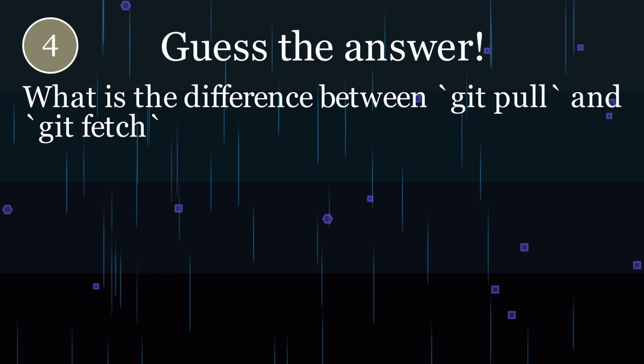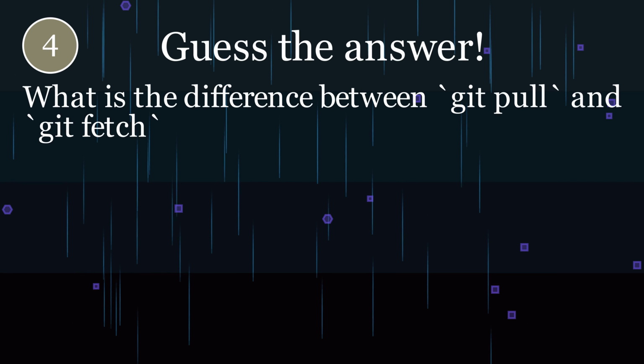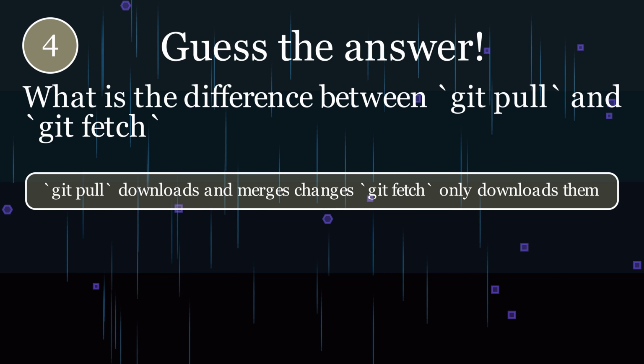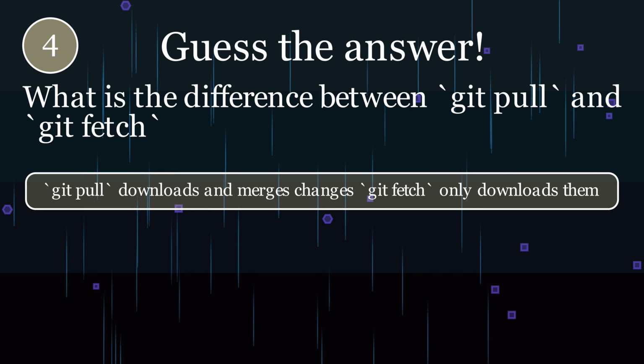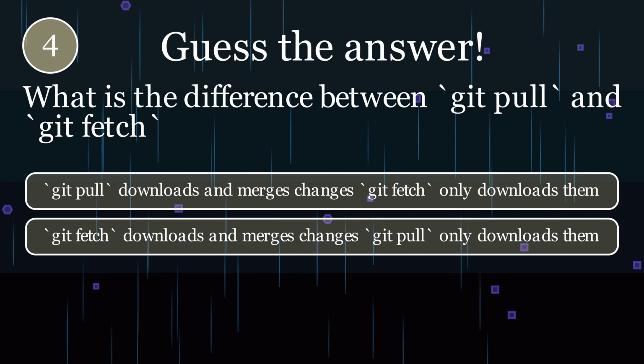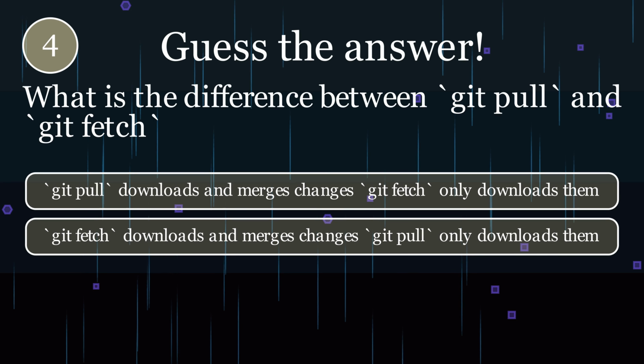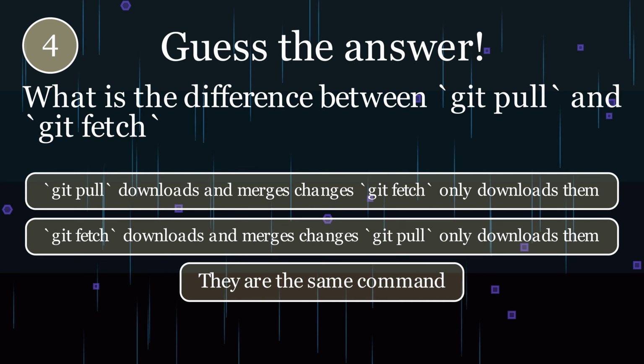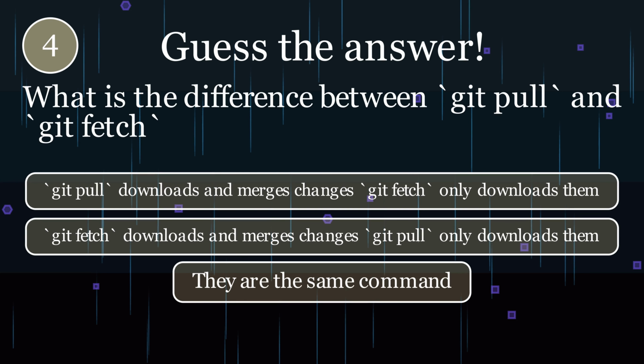What is the difference between Git pull and Git fetch? Git pull downloads and merges changes, Git fetch only downloads them. Git fetch downloads and merges changes, Git pull only downloads them. They are the same command.